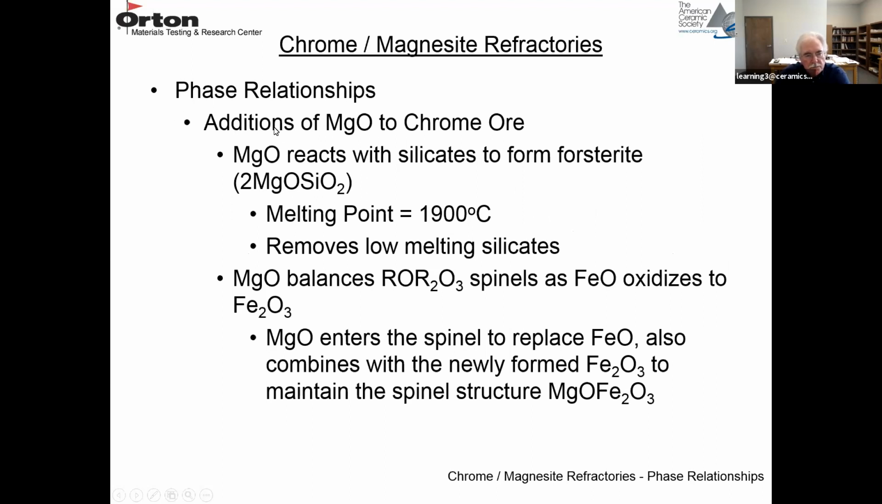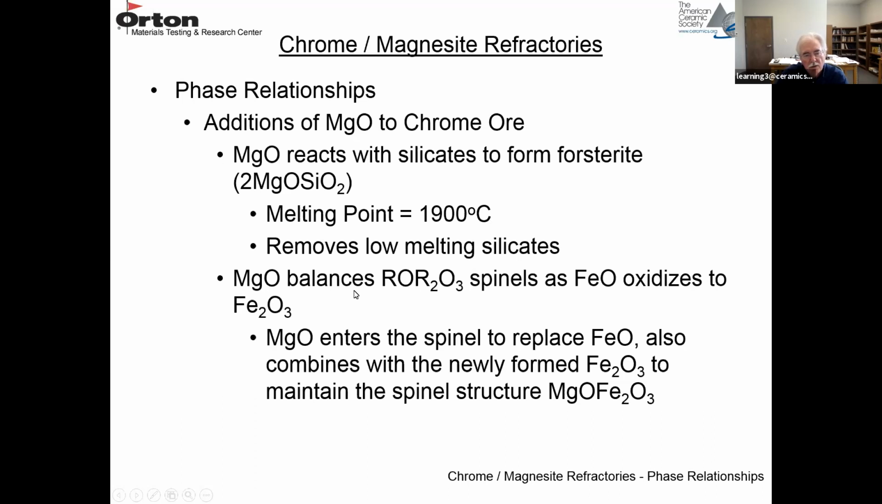So how do you make chrome ore a more useful material? Well, you have to add MgO to it. The MgO does several things. It reacts with the silicates and forms forsterite. We mentioned that forsterite, 2MgO·SiO2, is a higher temperature material, melts at 1900 degrees C. So you add MgO to tie up the silicates, remove the low melting silicates, make a higher temperature matrix.